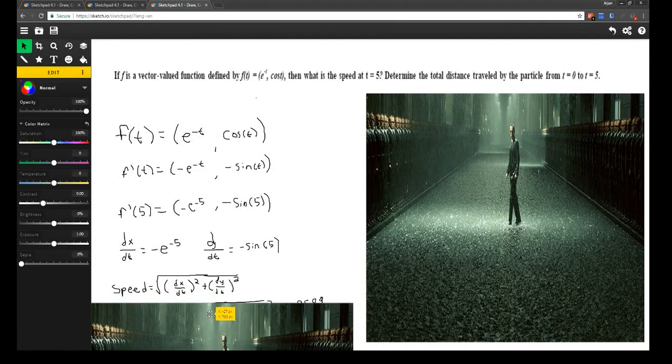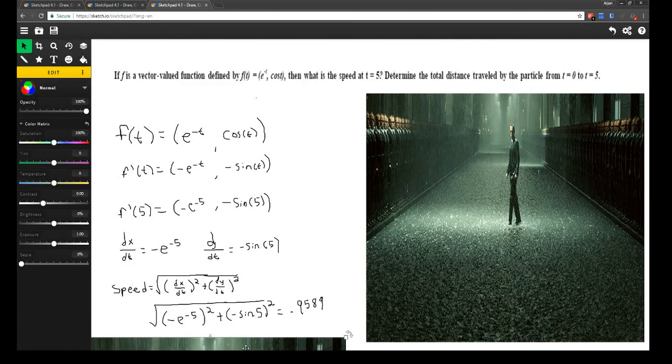And then to find speed, we have to remember that speed is equal to the square root of (dx/dt) squared plus (dy/dt) squared. And then if we plug in the earlier functions that we determined, we get that the speed at t equals 5 is equal to 0.9589.